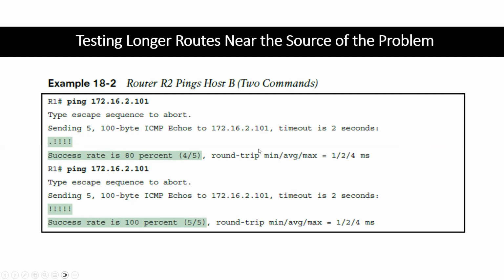If you look at my screenshot here, and all of my screenshots are credit to Cisco Press, everybody that wrote the CCNA 200-301 Volume 1. So all of it is screenshots from there, credit to them. But if we take a look at this, here's one strategy for troubleshooting: testing longer routes near the source of the problem.